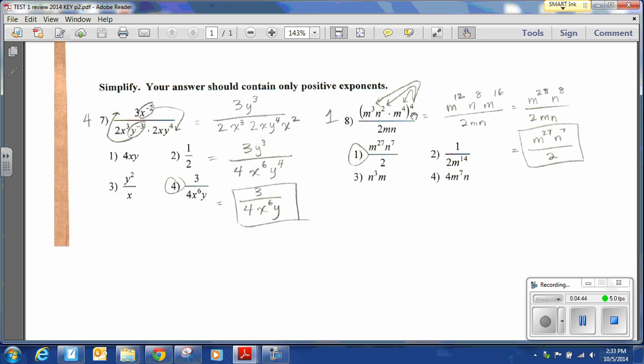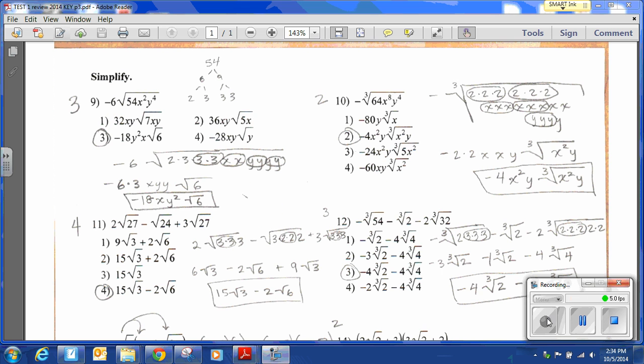Number 8. When you have a power of a power, you must distribute powers. 4 times 3 is 12. 4 times 2 is 8. 4 times 4 is 16. All over 2mn. Let's go ahead and multiply m to the 12th times m to the 16th. Well, we add powers when the bases are the same, so we have m to the 28th. As you know, there's an m in the denominator, so one pair cancels out. In other words, you subtract powers, and 28 minus 1 is 27. N to the 8th minus n to the first is n to the 7th over 2.